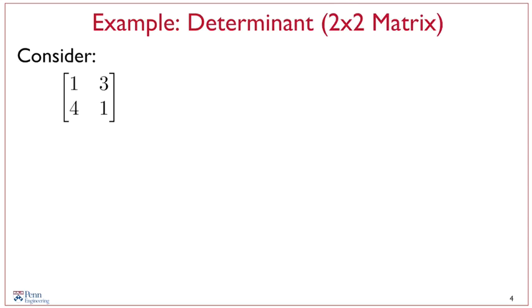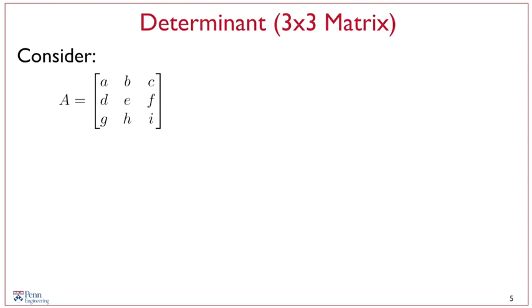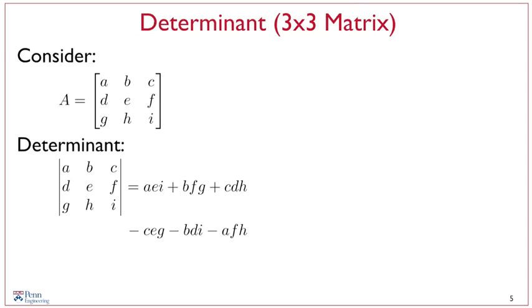Consider the following matrix. The determinant can be found by directly using the formula we saw on the last slide. Now, consider a 3 by 3 matrix. The determinant of this matrix can be found using the following formula.